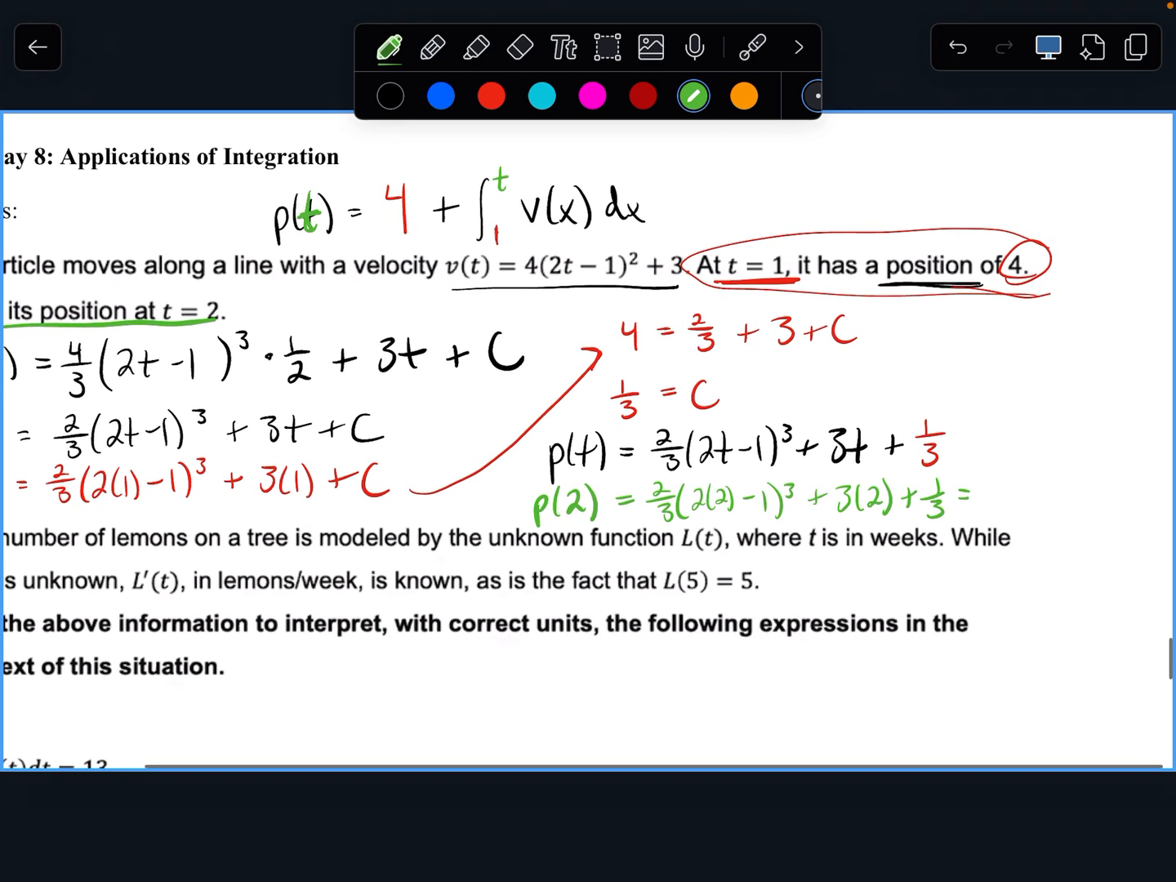But I got 73/3. I just did that in my head. Definitely didn't look at my notes.